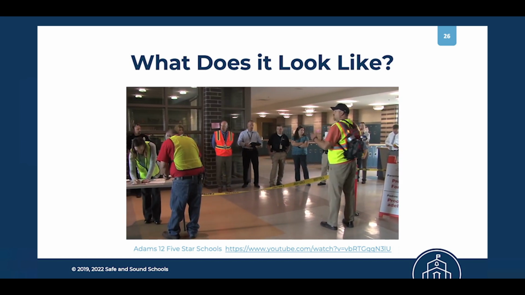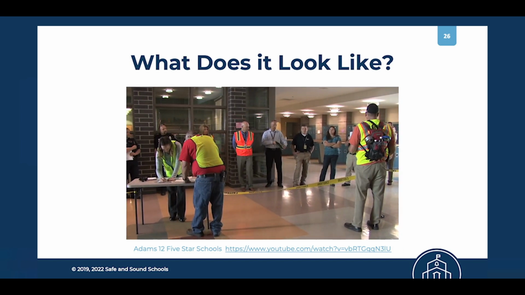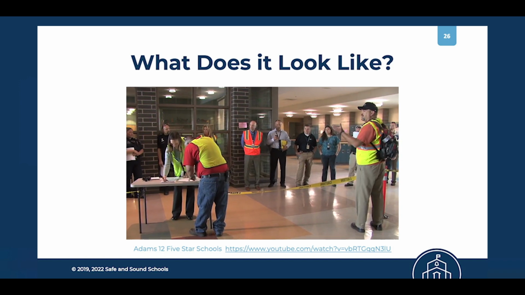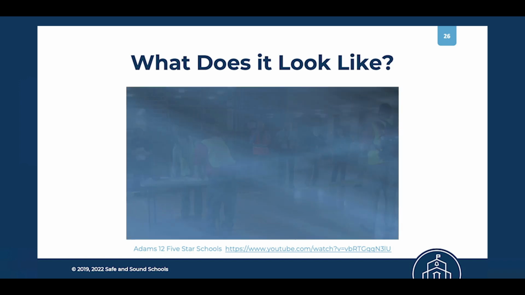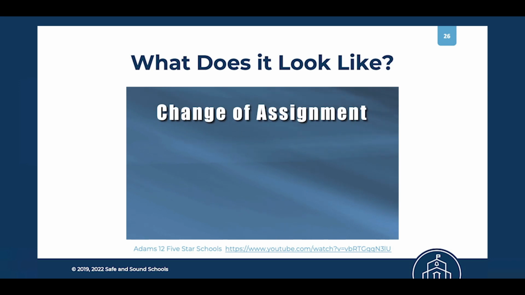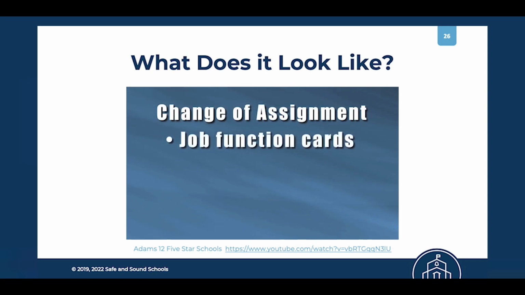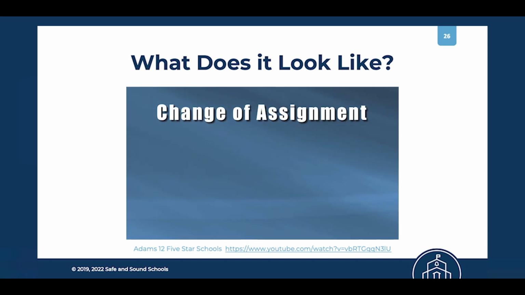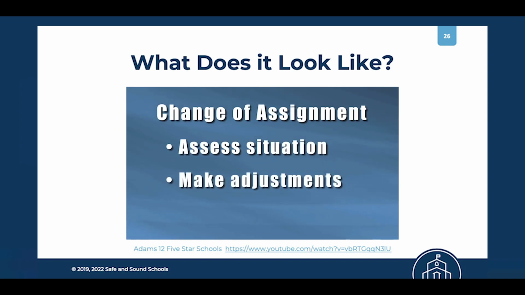Before sending out the call to parents, the lead checks in with each group of team members to make sure everyone is ready. There may be some situations where one of your reunification team members needs to change their assignment. That's another instance when the job function cards are valuable. The site leader should assist and explain the changes in job duty, and the card is available for further guidance. If a position just isn't working out for a member of the reunification team, the lead should assess that situation and make adjustments as needed.